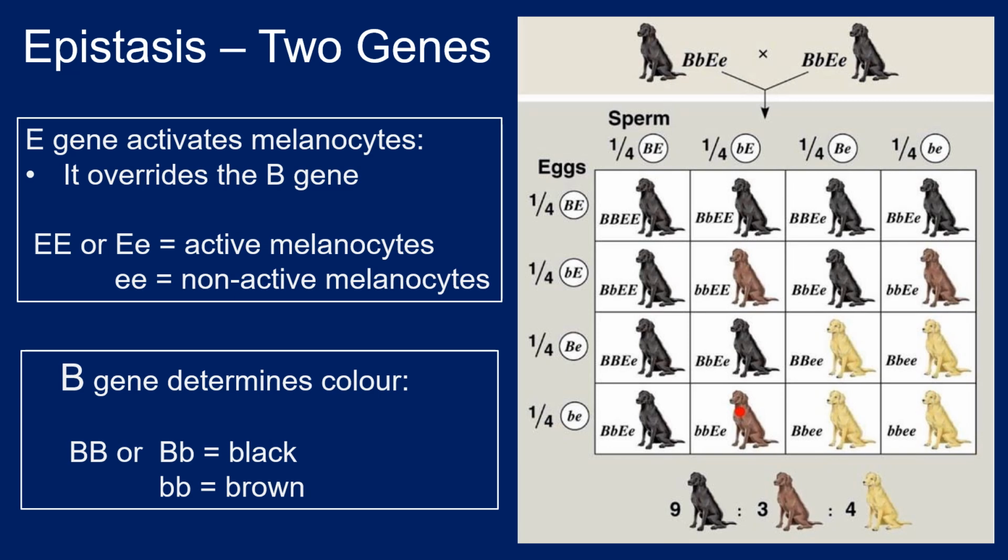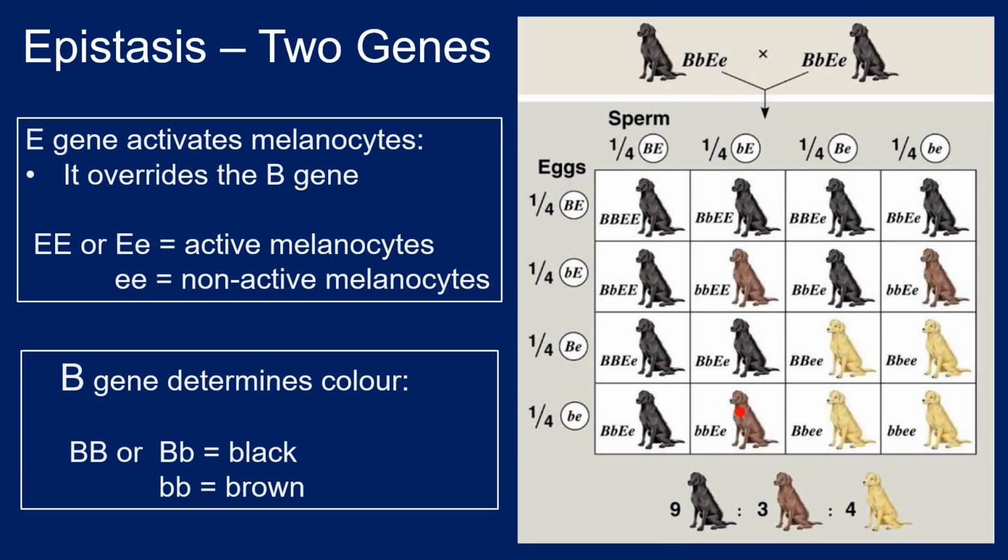What's going on here is a little bit different from the last example. We have an E gene that activates melanocytes. Melanocytes are cells in the skin that produce melanin, that brown or black pigment, and that pigment accumulates in the fur to give the fur its color. If the dog has at least one active form of the E gene, so they have at least one dominant allele, then their melanocytes will be active and they'll be capable of making melanin.